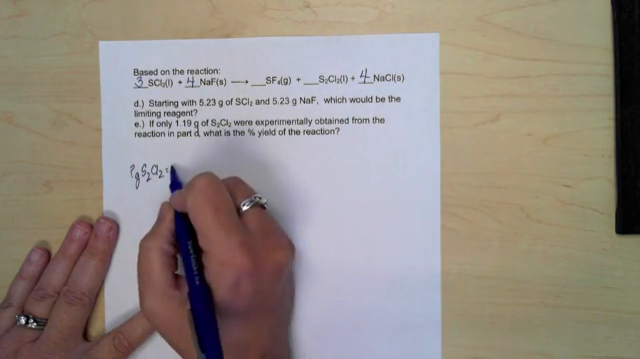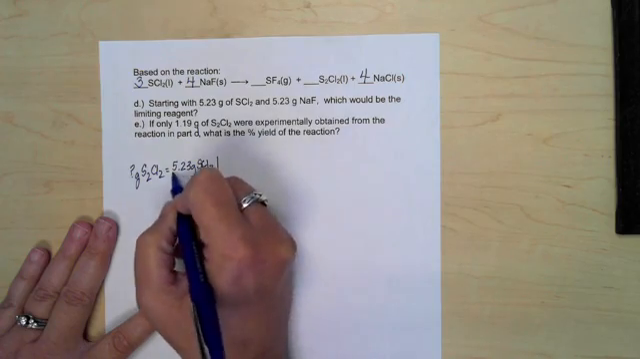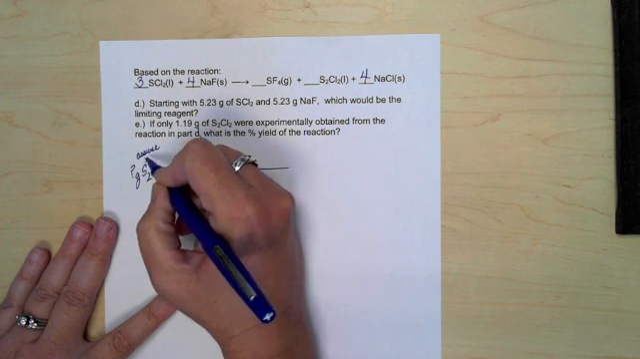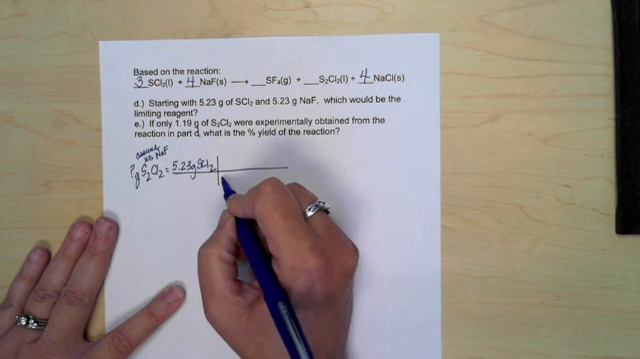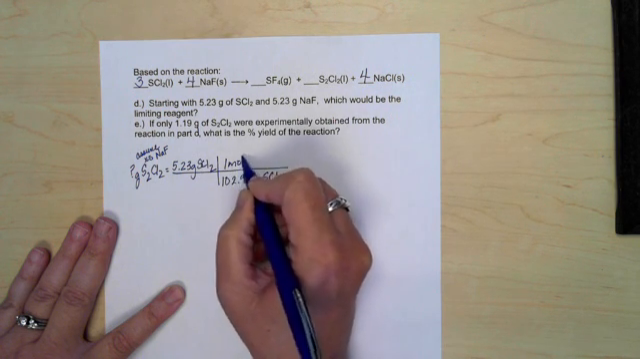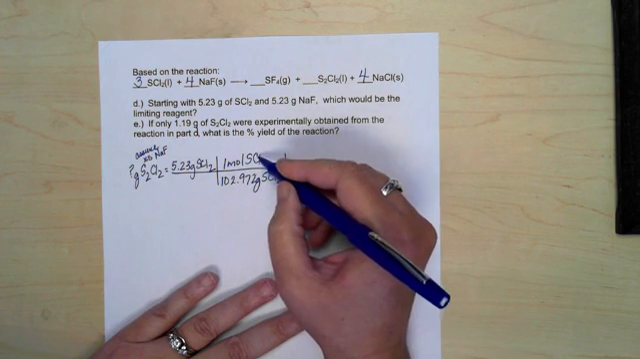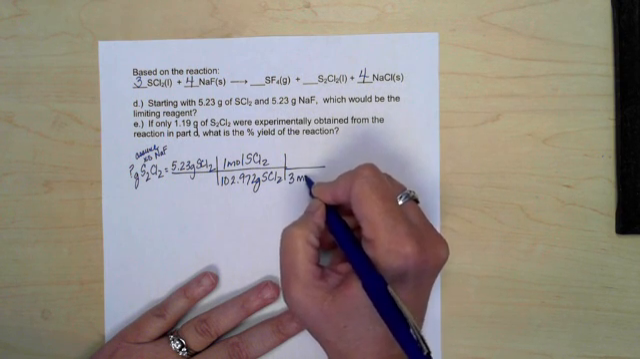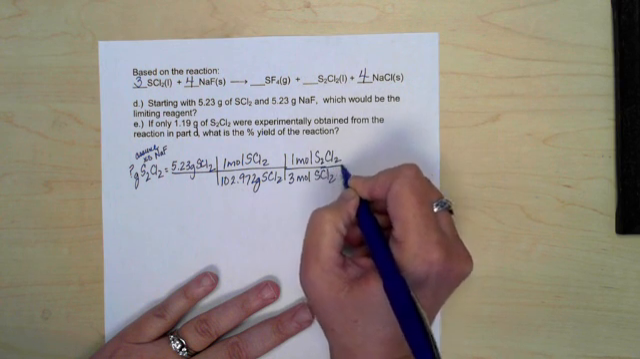Okay, now we're going to start with 5.23 grams of sulfur dichloride. Okay, now as we get started, we're going to assume that we have excess sodium fluoride. Okay, so we look at the molecular weight, which is 102.972 grams sulfur dichloride per 1 mole of sulfur dichloride. Alright, then we need to convert from sulfur dichloride to disulfur dichloride. So we need a conversion factor, so we know that we need 3 moles of sulfur dichloride for every 1 mole of disulfur dichloride.